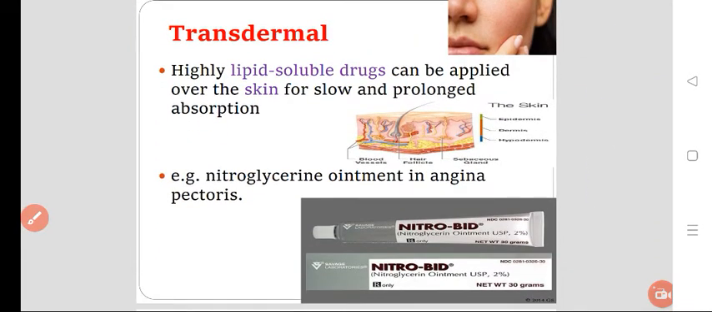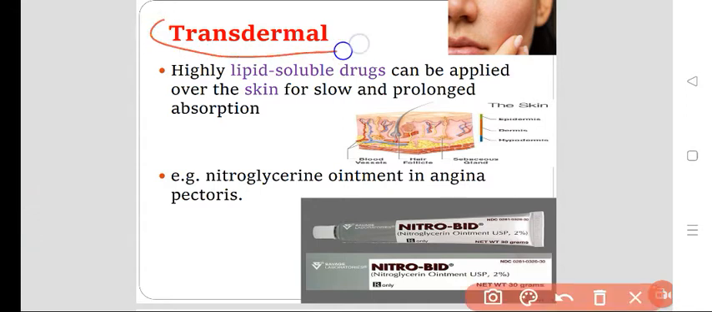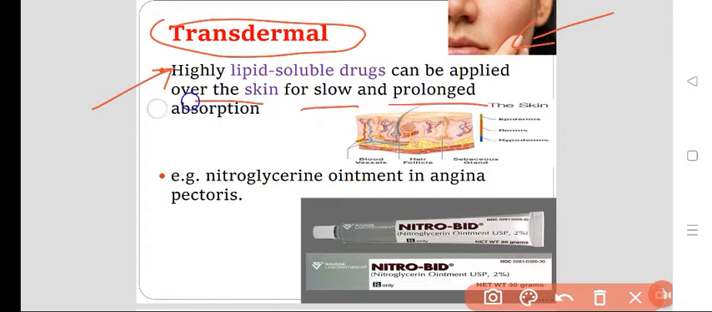Now, as you can see, when we use the term transdermal, that means the skin. We apply over the skin. So which drugs are applied over the skin? The highly lipid soluble drugs. For what reason? For slow and prolonged absorption. Not all drugs, but only highly lipid soluble drugs can be applied over the skin. We can use it as a transdermal route for slow, constant, and prolonged absorption.